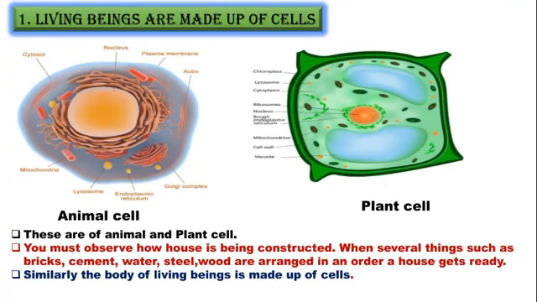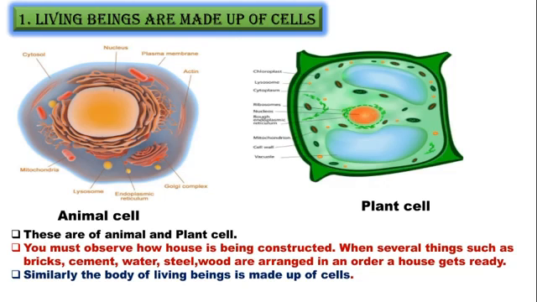So the first one is living beings are made up of cells. In this you can see two pictures of cells. One is animal cell and the other is plant cell. In the animal cell we can see the parts: cytosol, nucleus, plasma membrane, actin, etc. In the plant cell: chloroplast, lysosome, cytoplasm, ribosomes, nucleus, etc. So these are the cells of animal and plant.